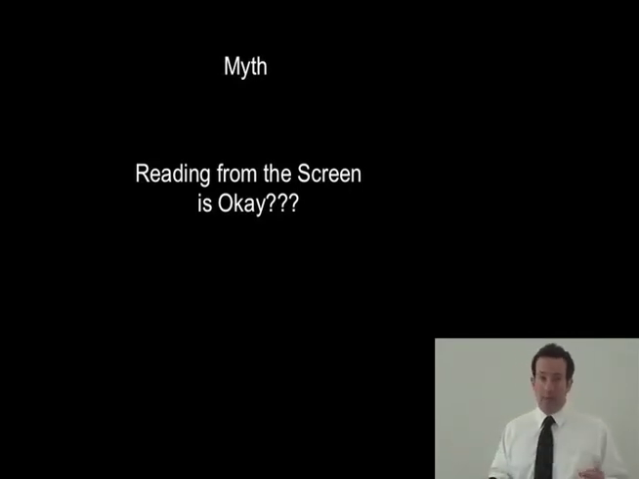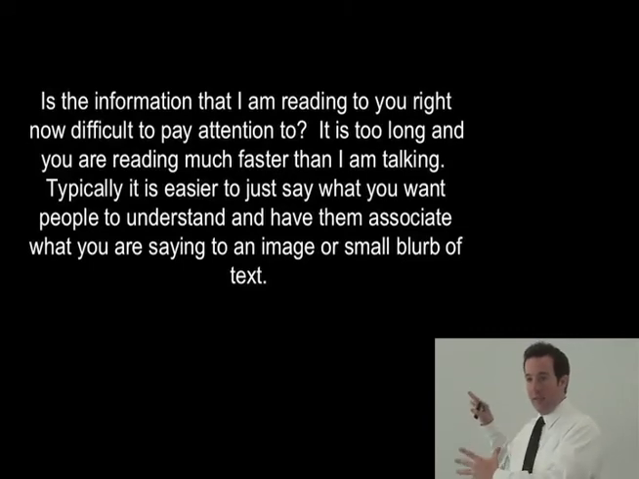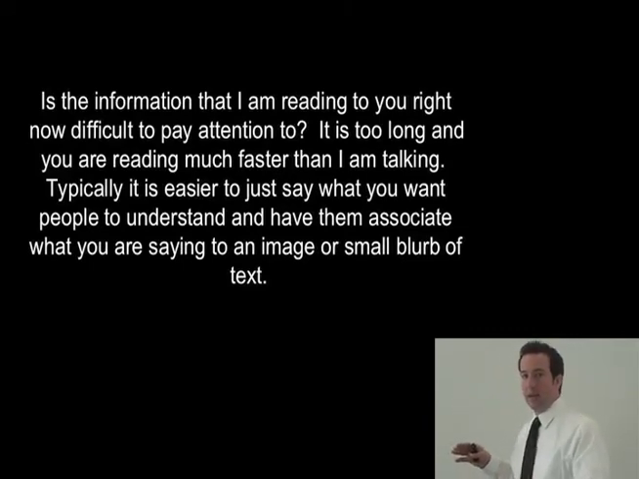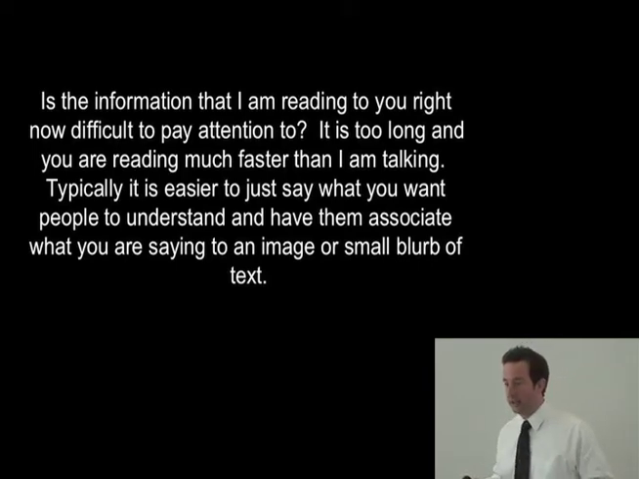So here's an example. I'm going to read this off the screen to you. Is the information that I'm reading to you right now difficult to pay attention to? It is too long and you're reading much faster than I'm talking. Typically it is easier to just say what you want people to understand and have them associate what you're saying with an image or a small blurb of text.